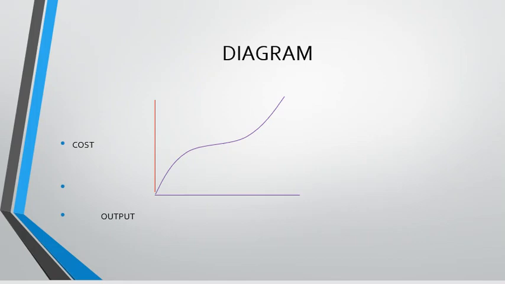On the x-axis, we take the output. On the y-axis, we take the cost. So it starts from the origin. It indicates when the output is zero, the cost will be zero. Variable cost is spent on the variable factors. As the output varies, the cost also varies. So they start from the origin, which indicates when the output is zero, they will also be zero.